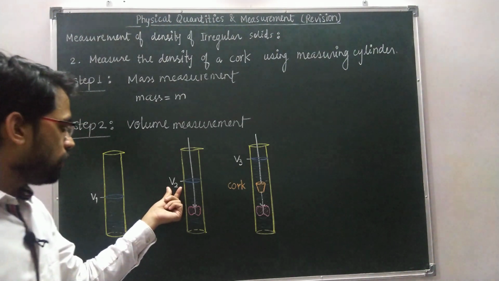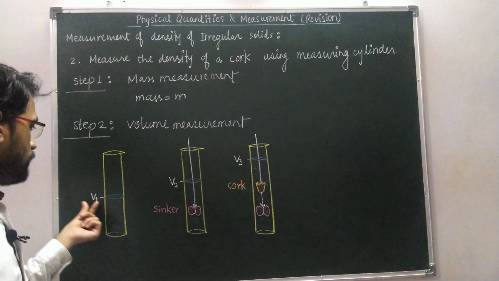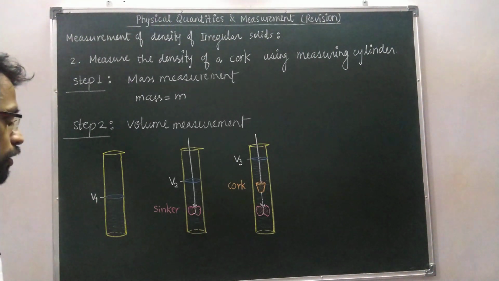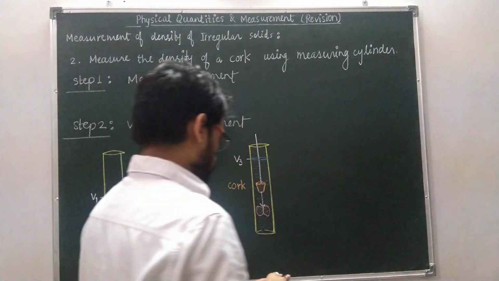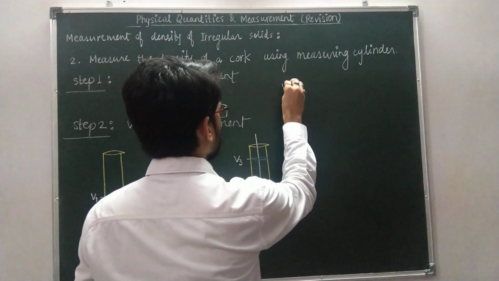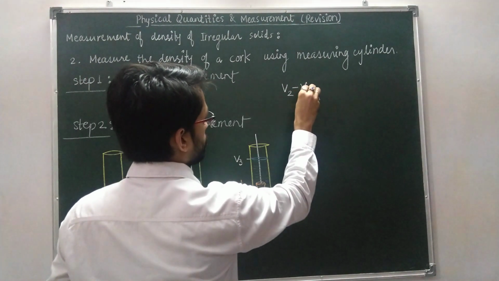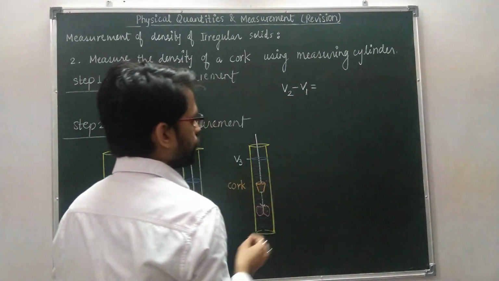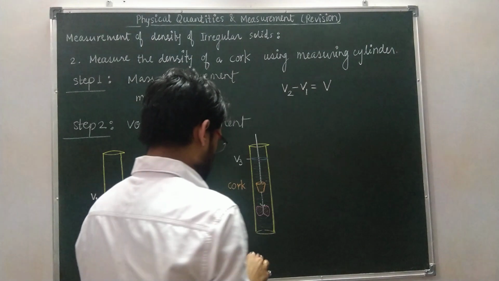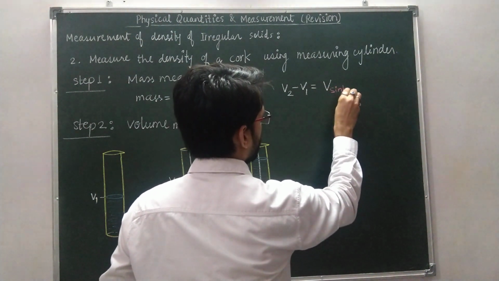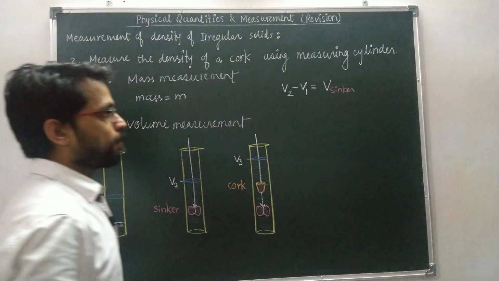Now here V2 minus V1 is the volume of the sinker. So V2 minus V1 is the volume of the sinker.